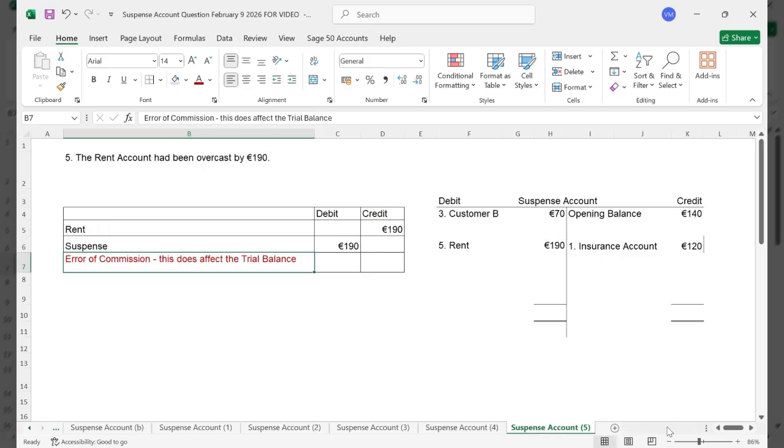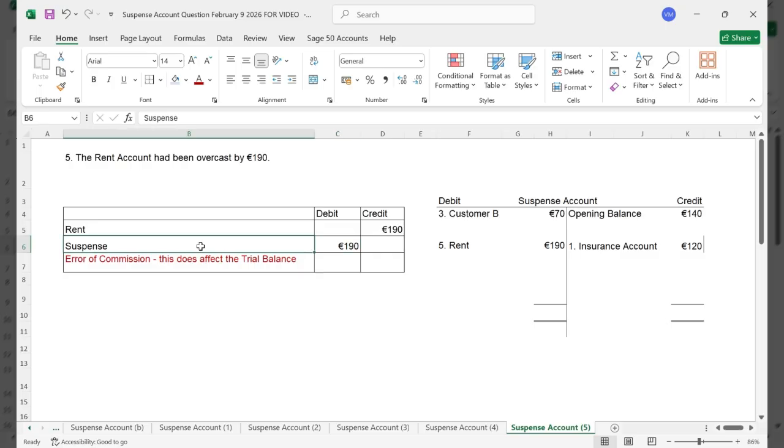Now, I think it's the last one. Rent account had been overcast by 190. Again, old-fashioned language. It basically means the rent account was added up incorrectly, and it was added to be 190 more than it was. Again, you'll have to know from your double entry, rent is an expense and it's a debit entry. So in order to decrease that, you have to put 190 on the other side. In this case, 190 goes in as a credit and 190 goes in as a debit in the suspense account.